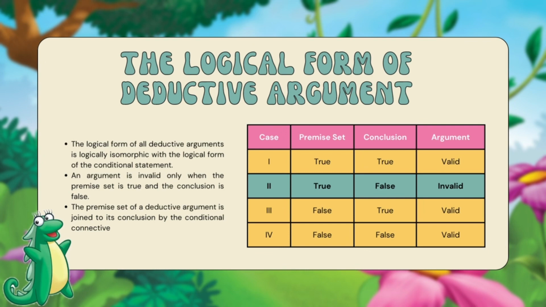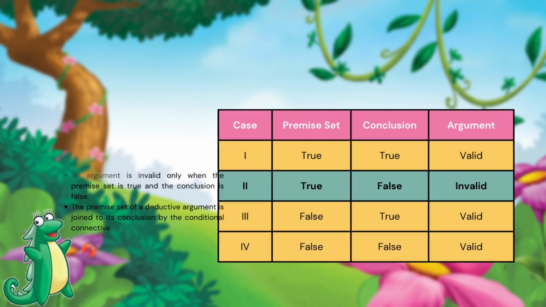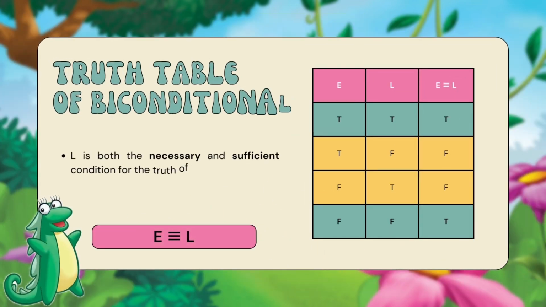This corresponds to the only case in which a conditional statement is false, namely, when the antecedent is true and the consequent is false. This means further that the premise set of a deductive argument is joined to its conclusion by the conditional connective. Lastly is the truth table of a biconditional.